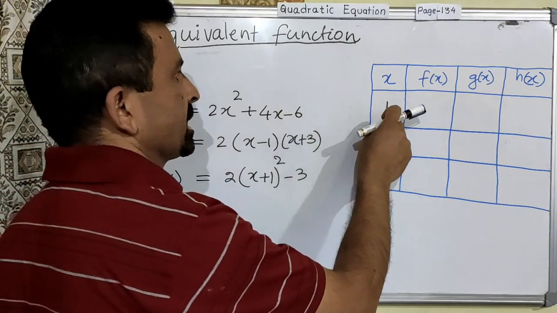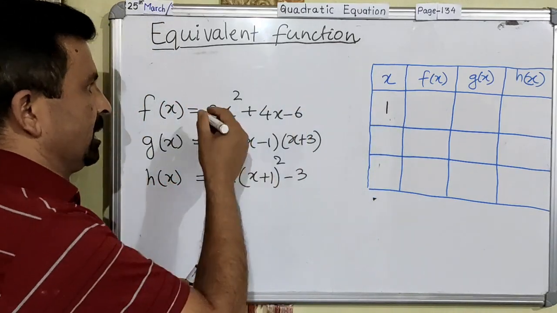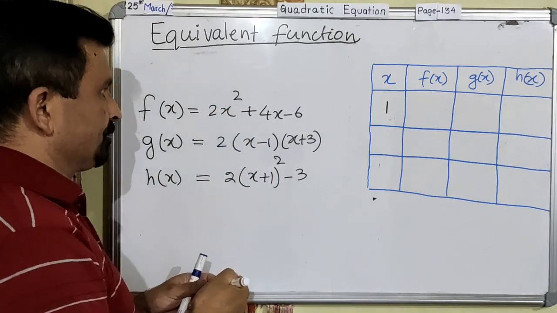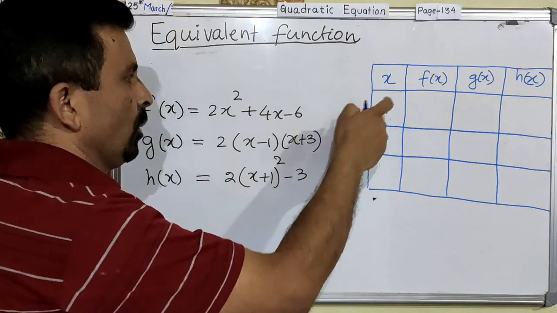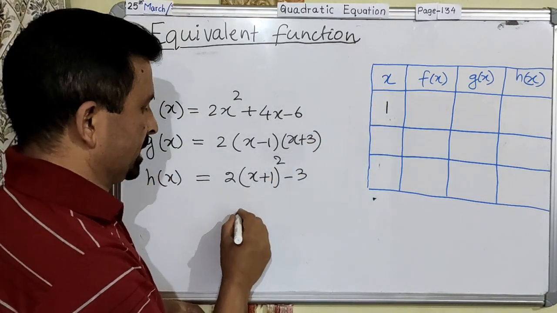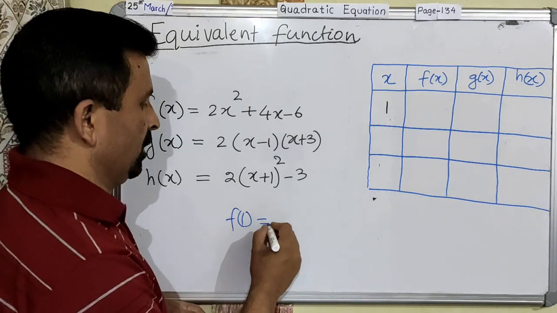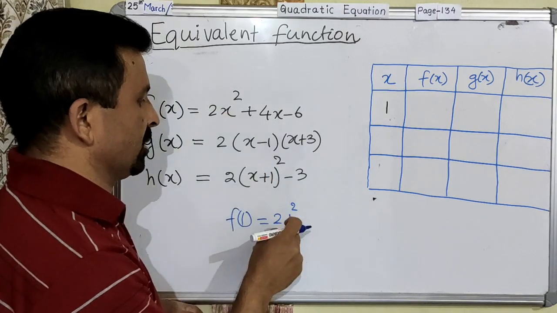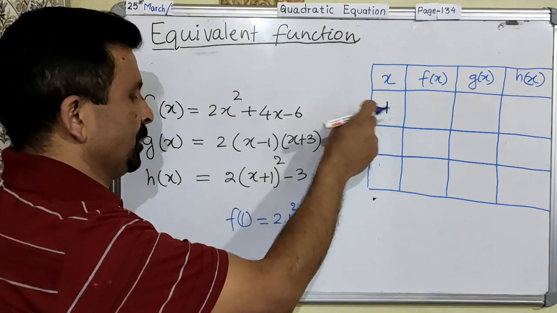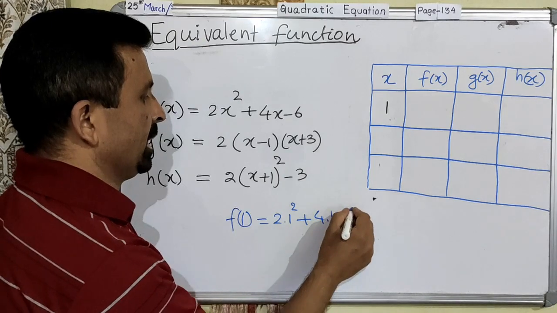Clear? X is taken as equal to 1. So I start. Anyway, a calculation I will show you here. This is the value of x, we are taking it as equal to 1. So for f(x), the value of x is taken as 1. Now we put it here: 2 into 1 square, for x I have taken as equal to 1, which is the input, plus 4 into 1 minus 6.